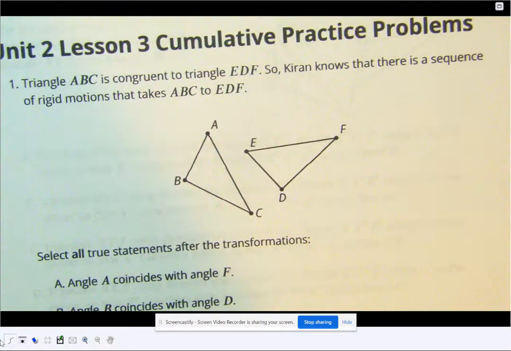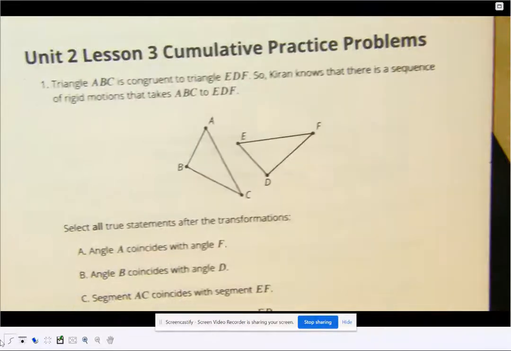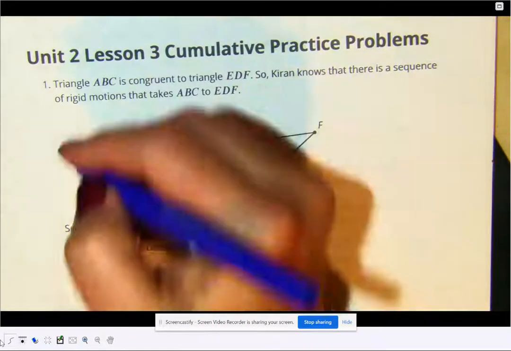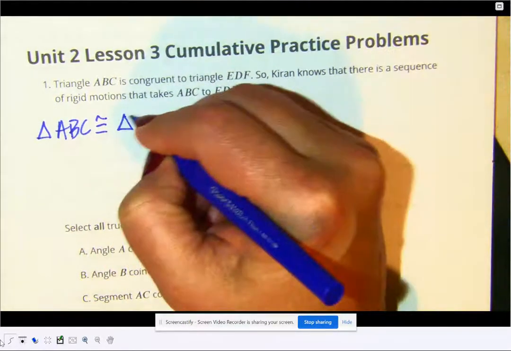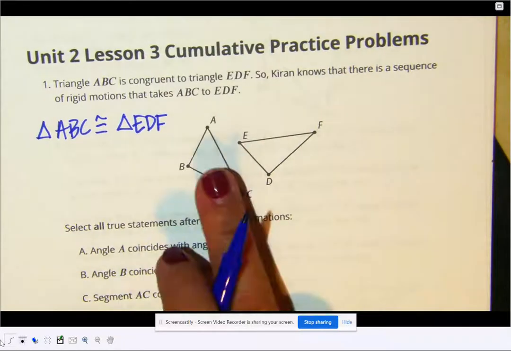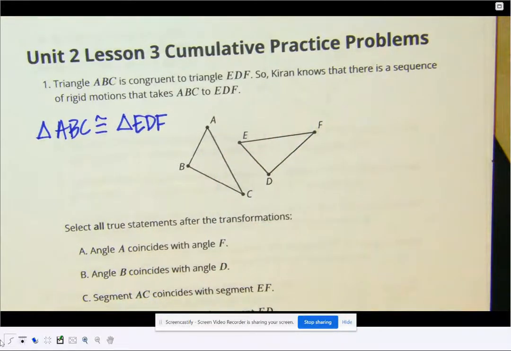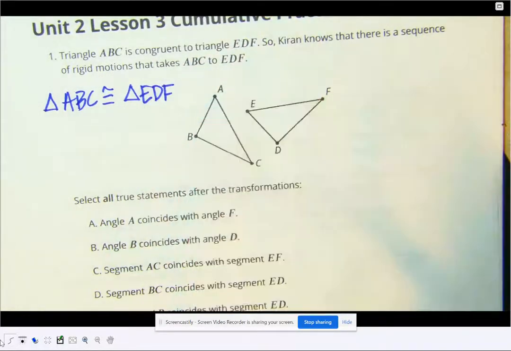We're starting with the problems in your book, Unit 2, Lesson 3, and those start on page 187. So we're going to start with number 1. It says triangle ABC is congruent to EDF. I'm actually going to write that out for myself in a congruent statement so I can see where the corresponding letters are. So Kieran knows that there is a sequence of rigid motions that takes ABC to EDF. Select all true statements. And once they've made this statement, I don't even need the picture, but it might help.